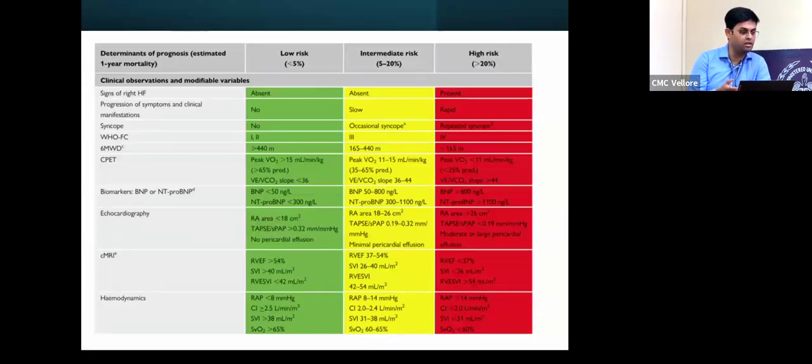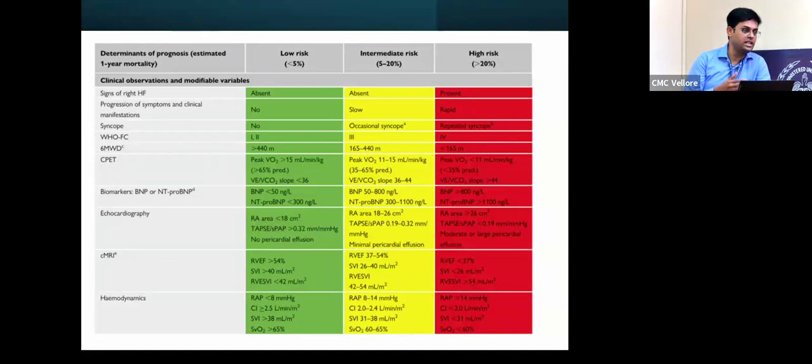Not everybody has an MRI. Not everybody has a right heart cath done. So when they wanted to look at the parameters which are more sensitive in predicting mortality, they found that WHO functional class, 6-minute walk test, and BNP are the most important parameters that predicted mortality.